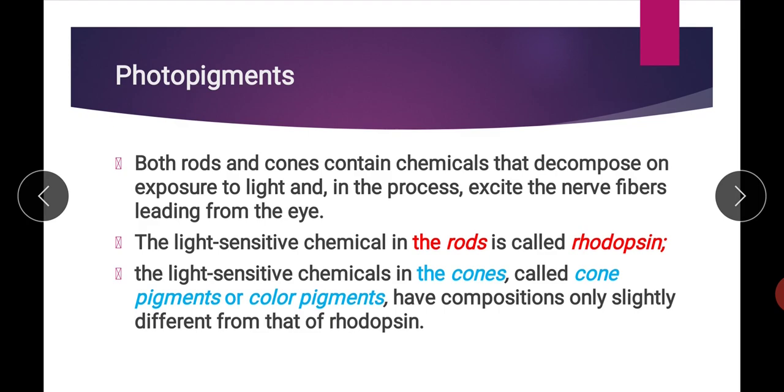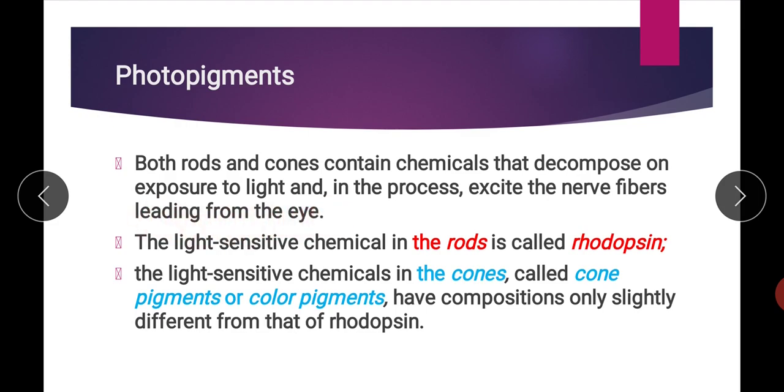You are all aware that in the eye, photoreceptors are there in the retinal layer. There is one separate layer of photoreceptors. These receptors are rods and cones, and these rods and cones contain specific chemicals. These chemicals are known as the photopigments. Both rods and cones contain chemicals that decompose on exposure to light, and in the process they excite the nerve fiber leading from the eye.